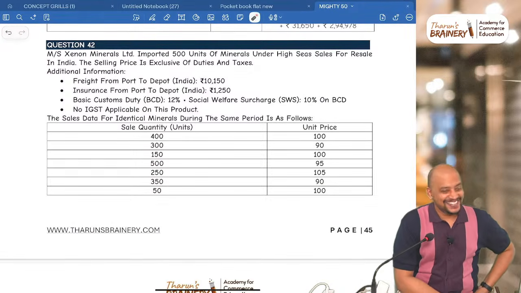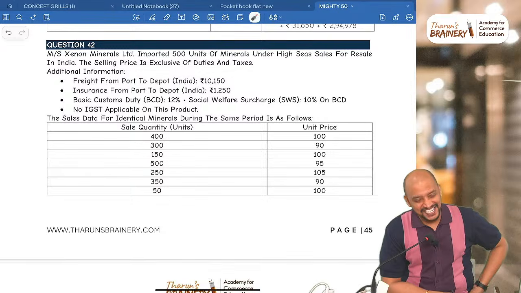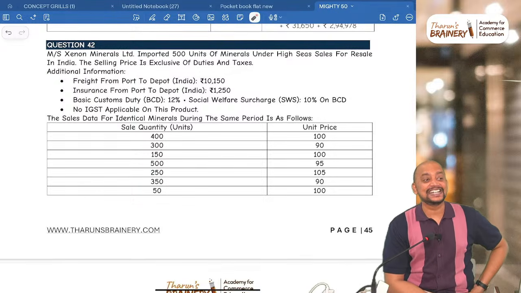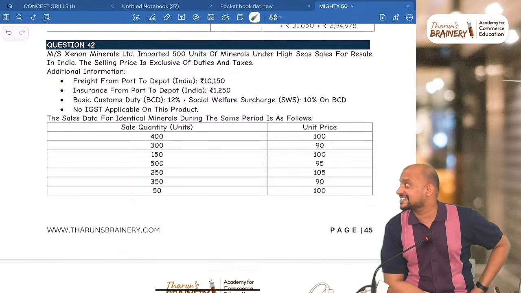Okay, fine. So Rule 7 says we need to take the price at greatest aggregate quantity. What is the price at greatest aggregate quantity here?